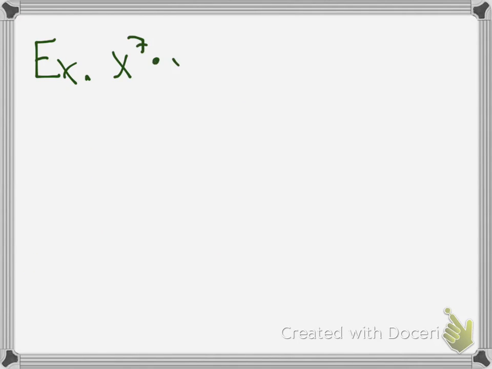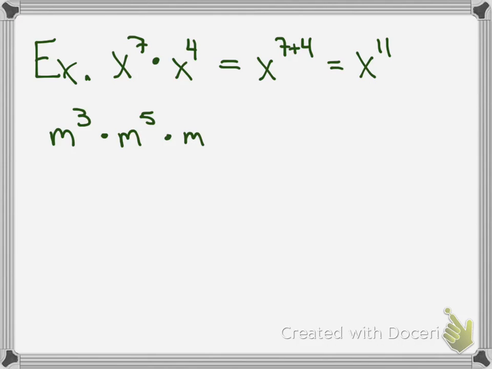Alright, so I've got x to the 7th times x to the 4th. Notice there's your multiplication. I am multiplying these two, which means I am supposed to add the two exponents. 7 plus 4 is 11, so my answer is x to the 11th. Here's some more multiplying. They're all multiplying here, so I should add all three exponents and get m to the 10th. 3 plus 5 plus 2 is 10.